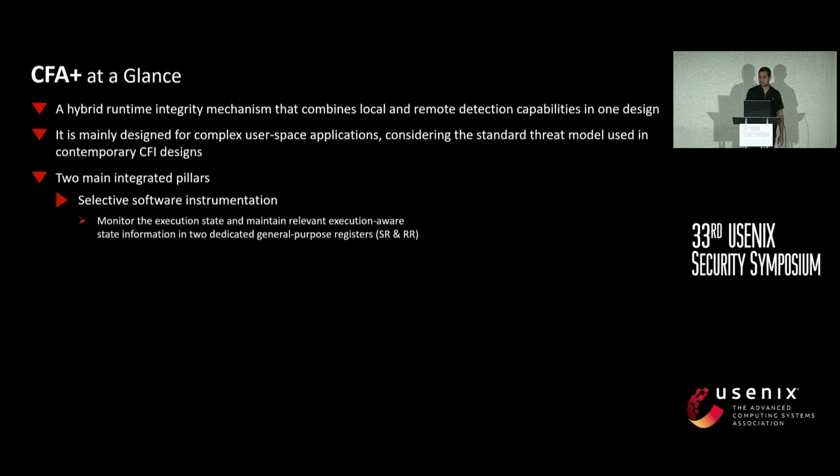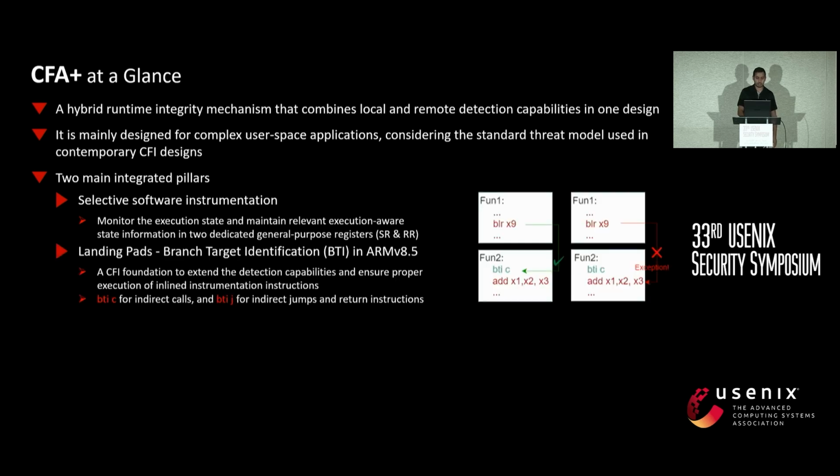The first one is that we apply lightweight software instrumentation to monitor the execution state of our software, but we do a kind of implicit monitoring by dedicating two general purpose registers that we call SR and RR, the state register and the reference register. These registers are used to encode and maintain relevant execution-aware information about what's going on.